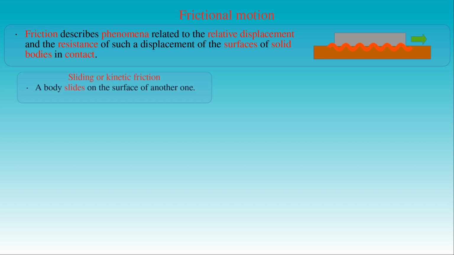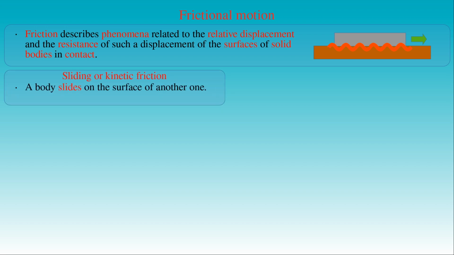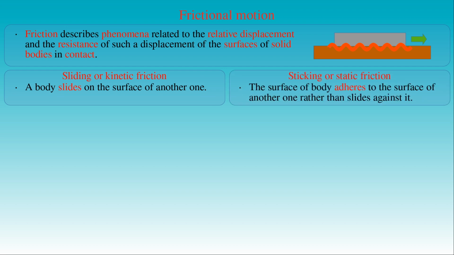Sliding or kinetic friction describes the situation where a solid body slides on the surface of another one, and we talk about sticking or static friction when the surface of a body adheres to the surface of another one rather than slides against it. In such cases, the bodies in contact are at rest and can be set in motion with respect to each other by exerting a given amount of force on any of them, so that the resistance due to friction could be overcome. Let us start with the discussion of sliding friction.